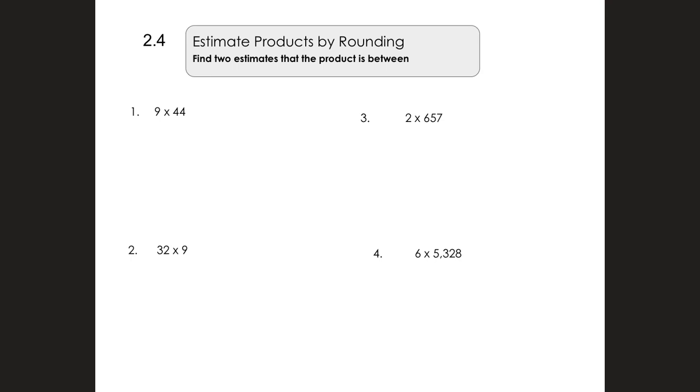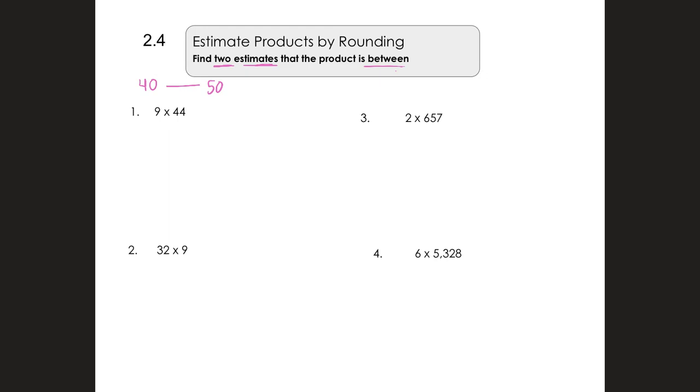So the directions here read, estimate products by rounding. Find 2 estimates that the product is between. So 9 times 44, I know 44 is between 40 and 50. We want to find what number it's in between, either multiples of 10, like 10, 20, 30, 40, 50, or we can also go by multiples of 100, 100, 200, 300, 400, or multiples of 1,000, 1,000, 2,000, 3,000, 4,000. But we want it to be close to that number.